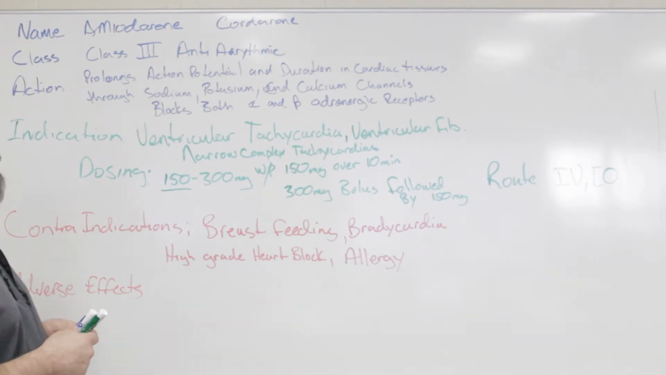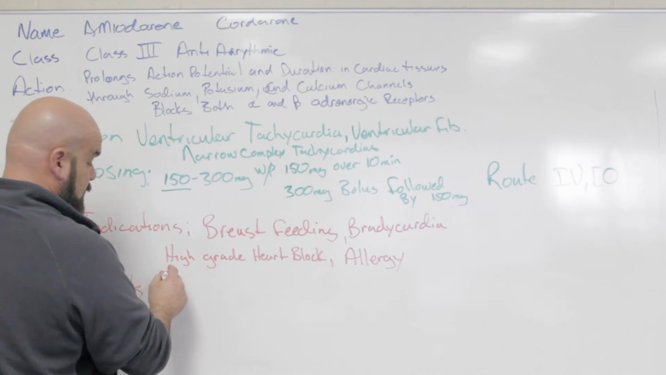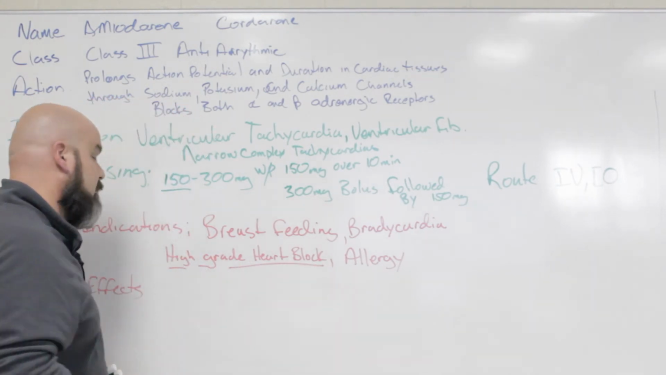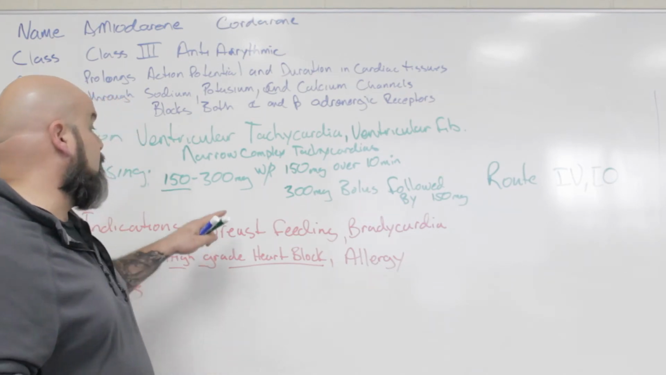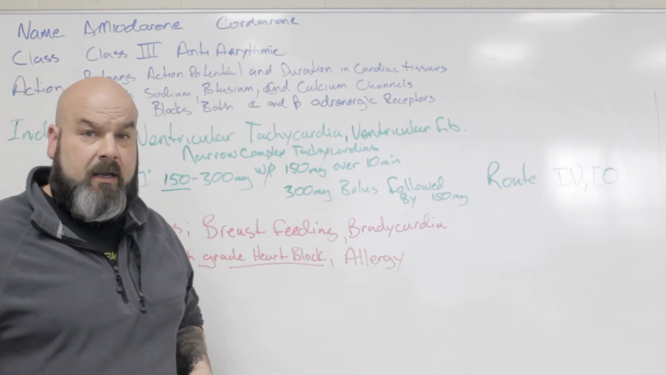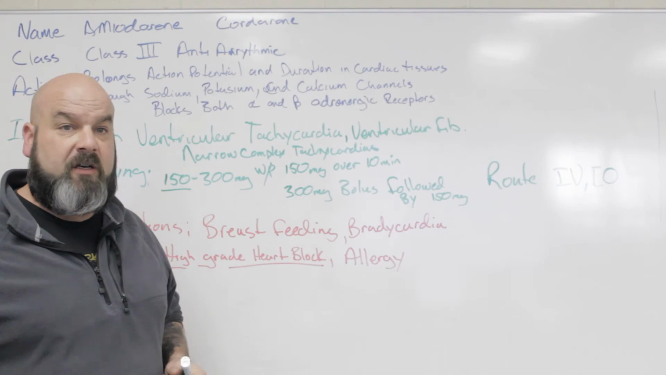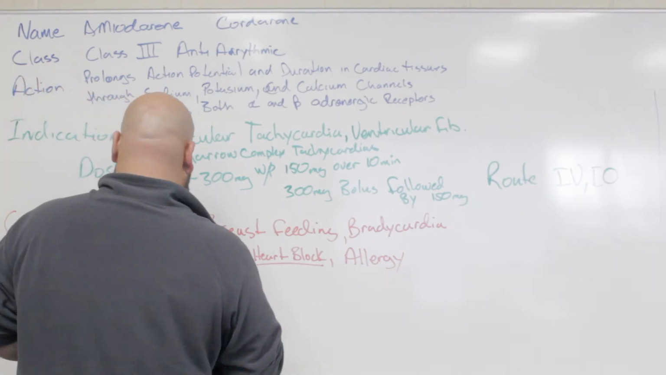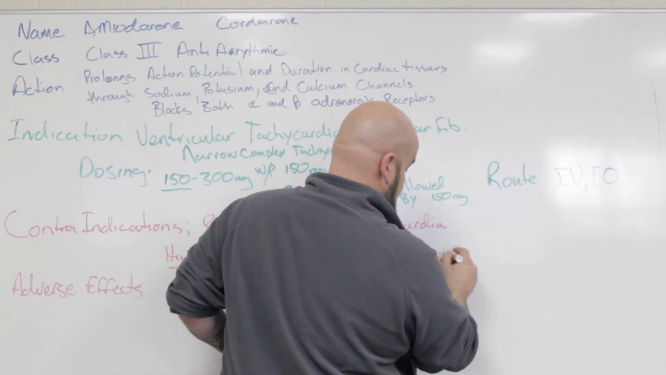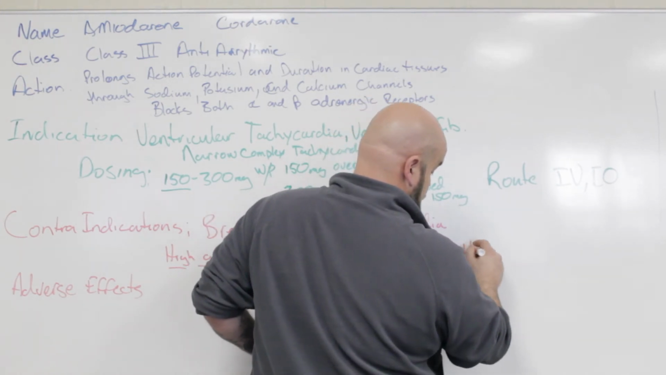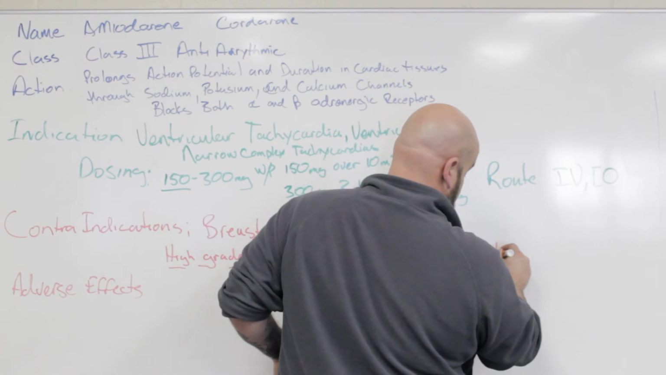Also, high-grade heart block, third-degree heart block. Think third-degree heart block with that. If you have a third-degree heart block, then amiodarone is contraindicated. So, we'll just say third-degree heart block.